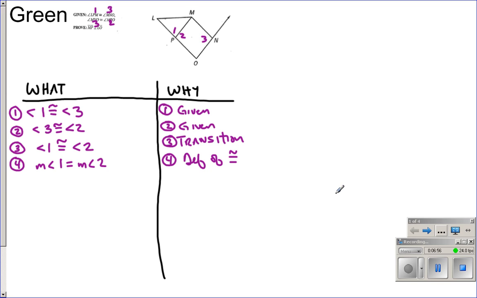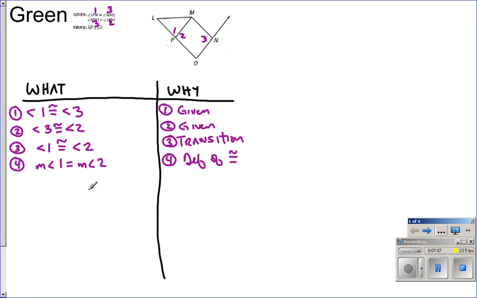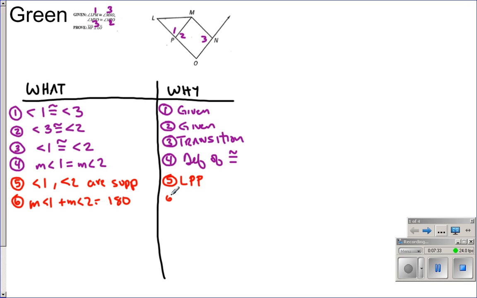So the next stage of our proof was bringing these together as a linear pair. So let's do that. Angle 1 and angle 2 are supplementary. Again, naming the relationship that's completely based on the structure of linear pairs. If I know that they are supplementary, then it should also be true that the measurement of angle 1 plus the measurement of angle 2 equals 180 degrees. And that's going to be by the definition of supplementary.